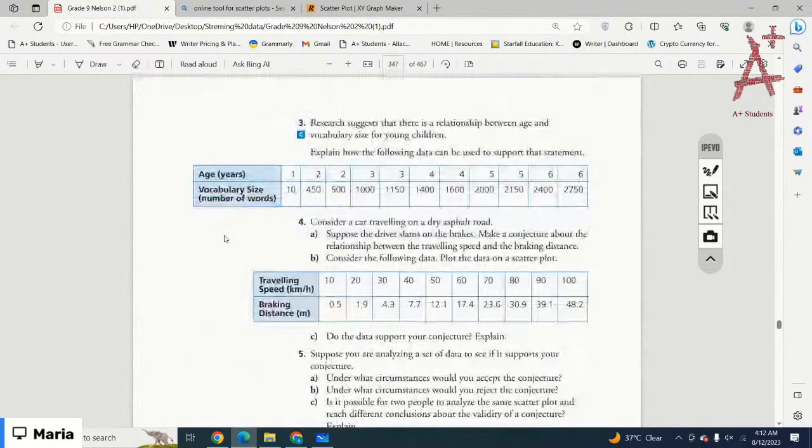Okay, let's look at question number 3. Research suggests that there is a relationship between age and vocabulary size of young children. Explain how the following data can be used to support that statement. You are given data, and you have to see if the data supports that as age increases, the vocabulary of the children also increases. Like when they are 1 year, they know 10 words. In 2 years, 450 words, right?